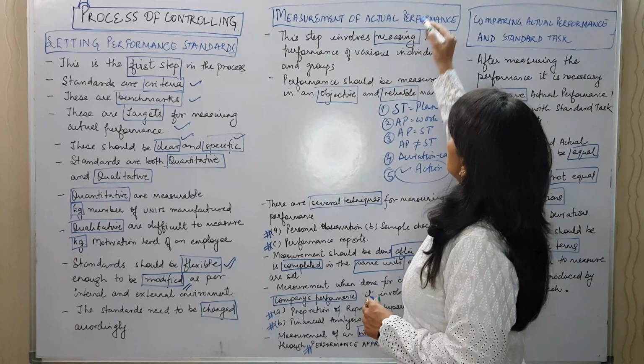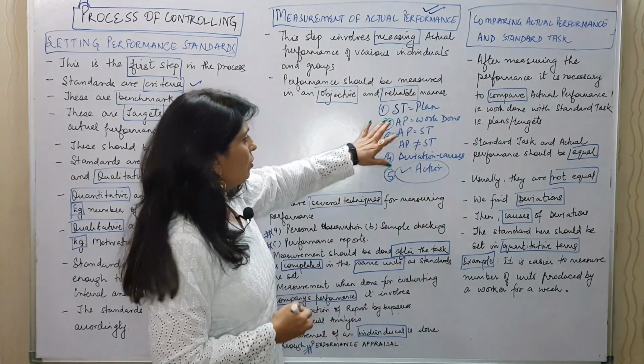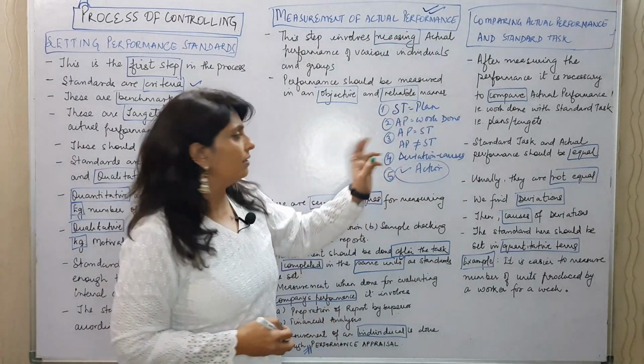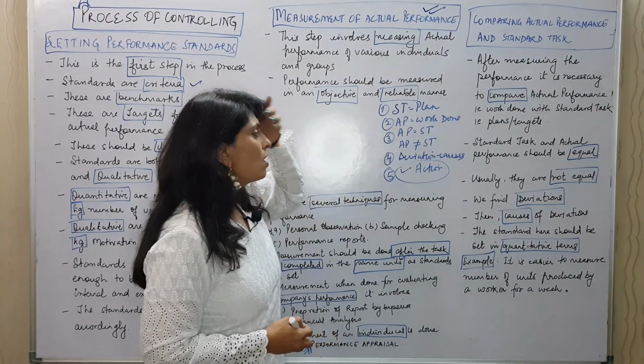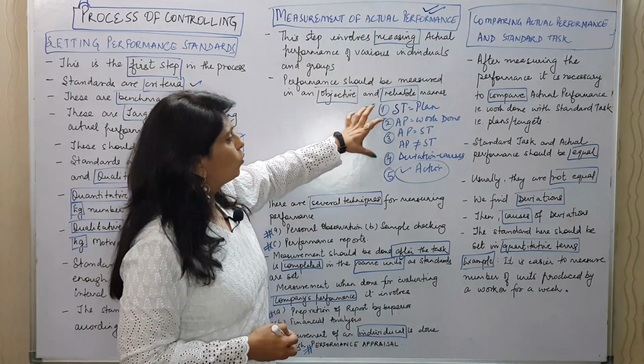Next point is measurement of actual performance. Now what is actual performance? Like I've given you, standard is the standard task, that is the plan, and actual performance is work done. Now this step includes what?